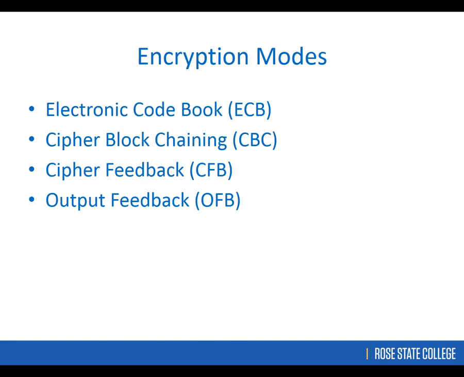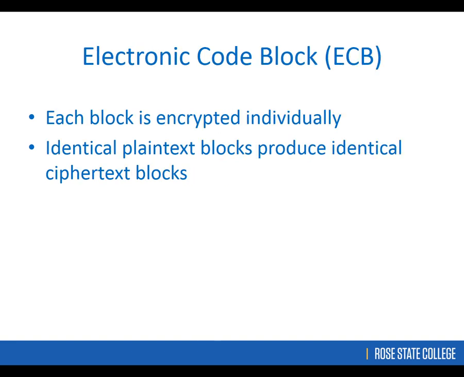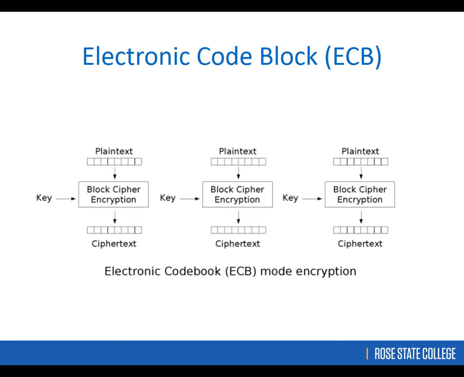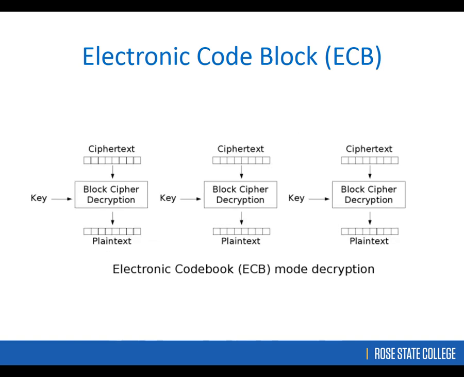Okay, let's talk about some of the different encryption modes. ECB: every block is encrypted individually. We pretty much talked about this one the other day. Identical blocks produce identical ciphertext. So if we have some plain text, we encrypt it with a key, we get the same ciphertext. Same plain text encrypted five times, we're getting the same ciphertext. There's decryption, it's just backwards.